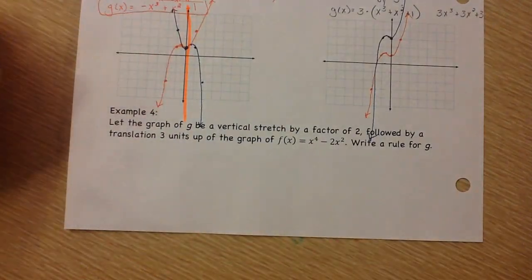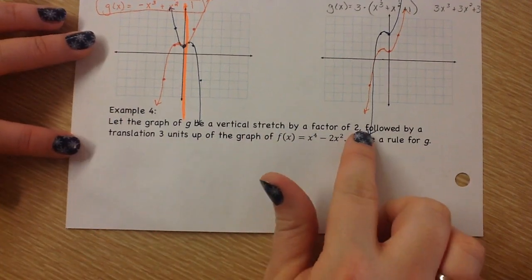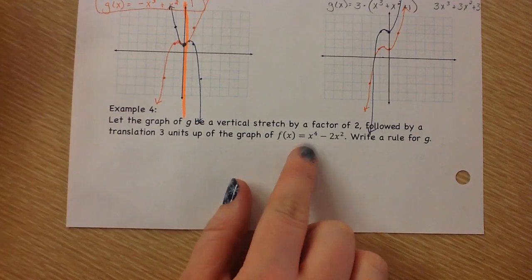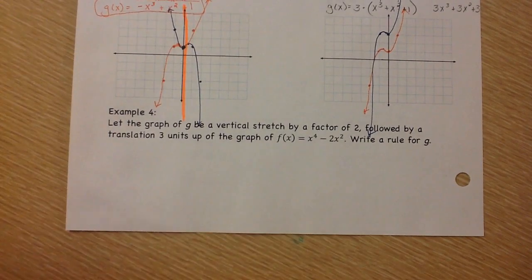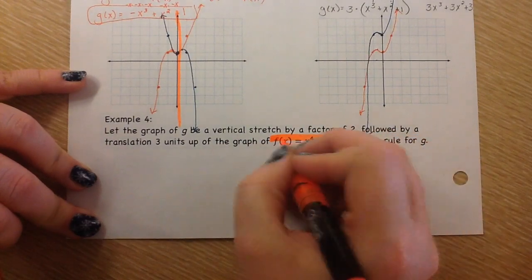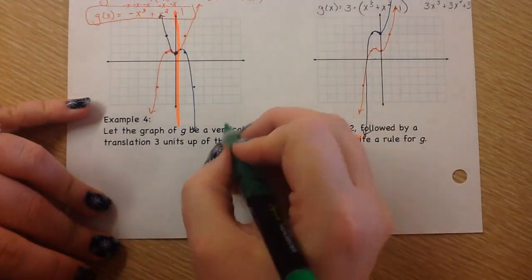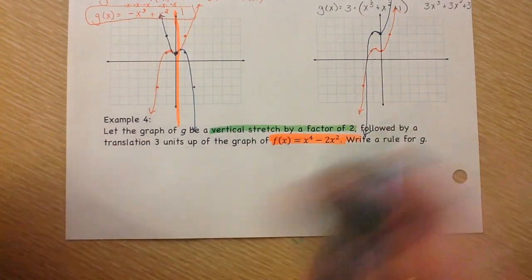Okay. Let the graph of G be a vertical stretch by a factor of 2, followed by a translation 3 units up of the graph of, so here's my parent. So here's my parent right here. Right there. Okay, so there's my f of x. So we're going to do one thing at a time. So first let's do a vertical stretch by a factor of 2.